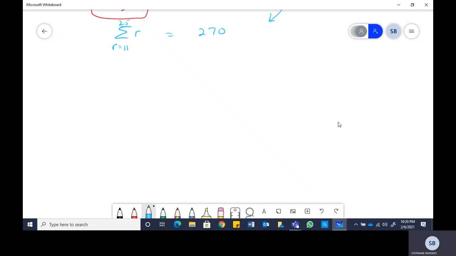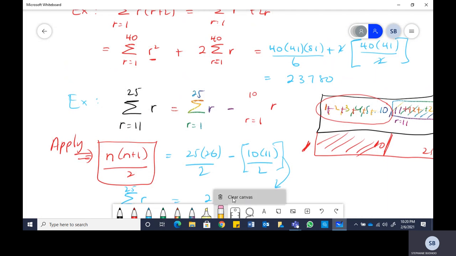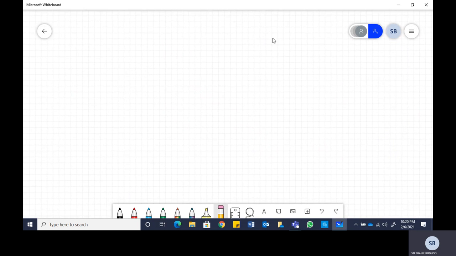I think this is my last bit of space and I need a good bit. So I think we're going to have to clear off here. Okay, and we'll start from the top. Okay, so I'll just clear the canvas and start back from my top. All right.